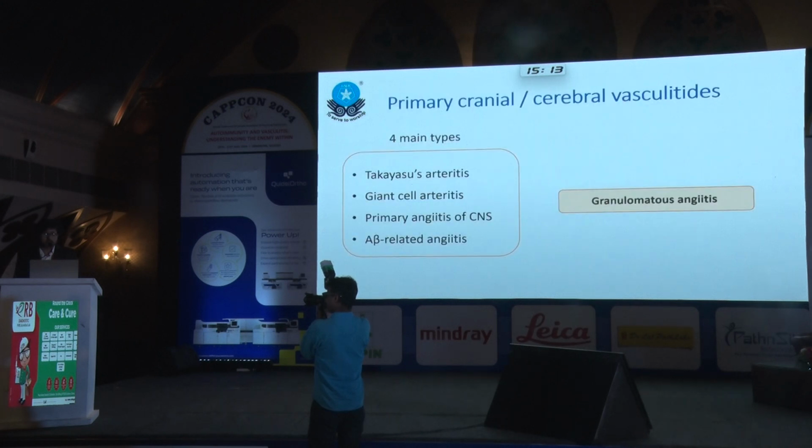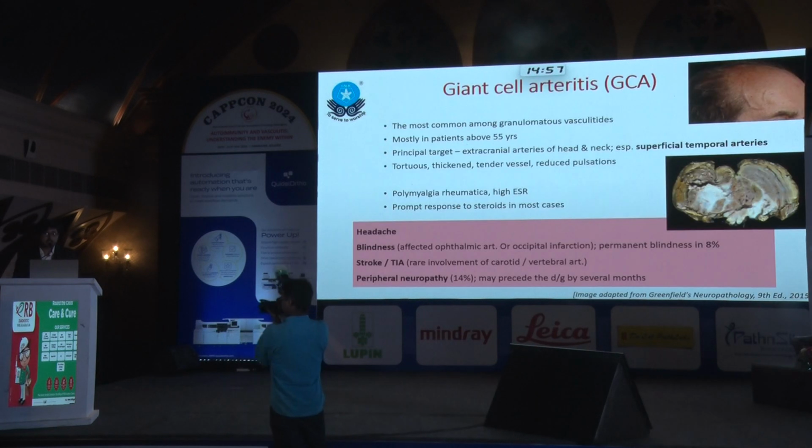Let's start with primary cranial or cerebral vasculitis. There are four main types: Takayasu arteritis, giant cell arteritis, primary angiitis of the CNS, and beta amyloid related angiitis. Interestingly, all of them are characterized histologically by granulomatous angiitis. Giant cell arteritis is the most common among them, and usually occurs in elderly patients above 55 years of age. It targets principally the extracranial arteries of the head and neck, especially the superficial temporal arteries, which appear as tortuous, thick and tender vessels with reduced pulsations.